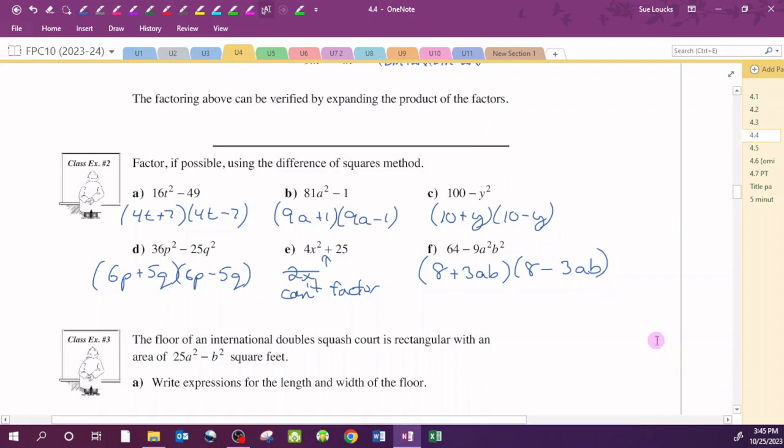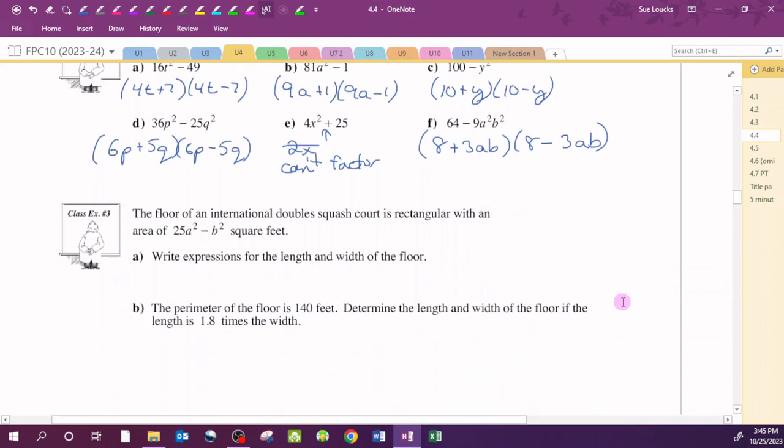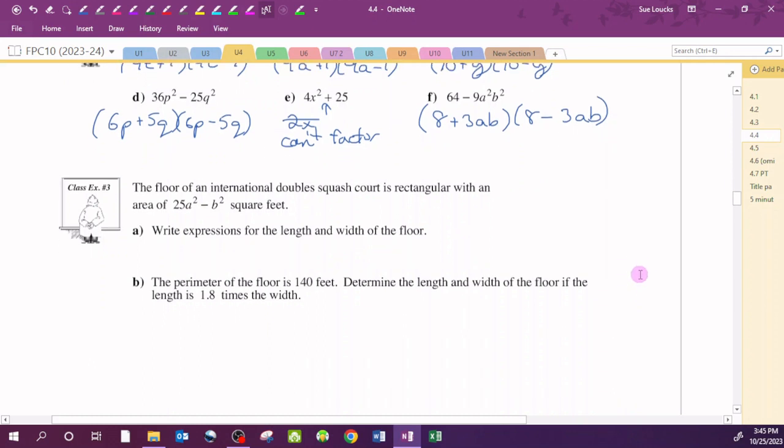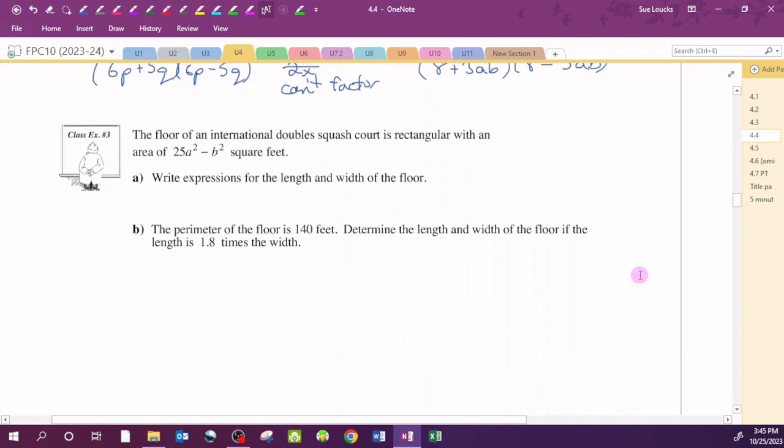Okay, now here's one of these weird word problems that this book does. What we're just going to have to do for these questions is that when it tells us that this is the area of something, and it asks for the length and the width, we're just going to assume that however we factor this, there's only going to be one way to factor this, and that is going to give us the length and the width. That's the only thing that makes sense, okay?